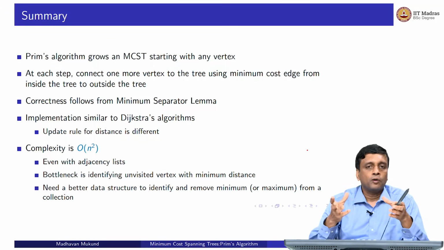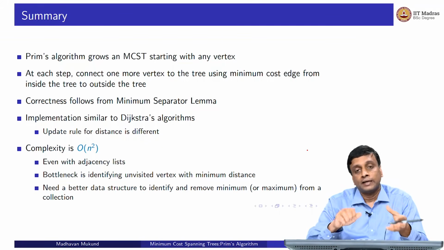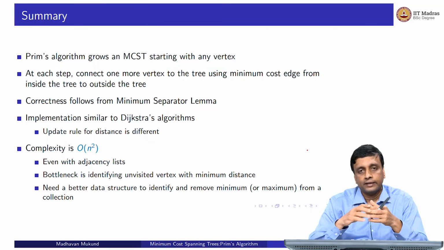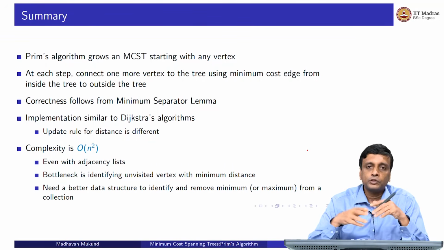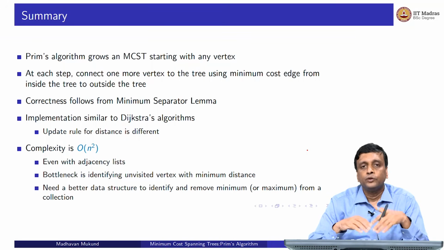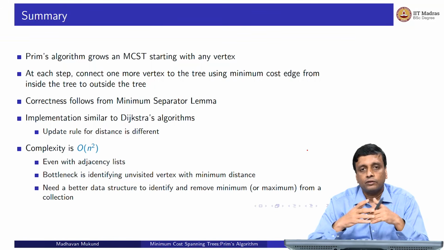Right? So this is a common problem that arises in a lot of things, that I have a collection of objects and I want to find the minimum and remove it, or I want to find the maximum and remove it. They are kind of symmetric questions. So we will look at a data structure for this later on, which will allow us also to reduce the complexity of Dijkstra's and Prim's algorithms from n squared down to something more like n log n.